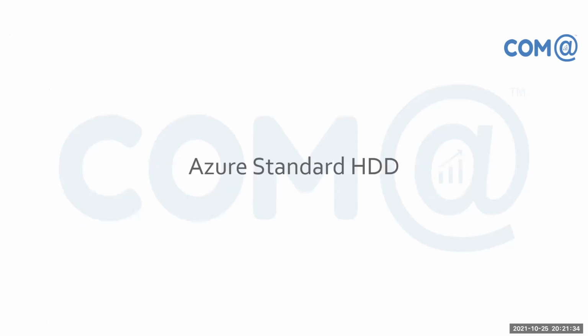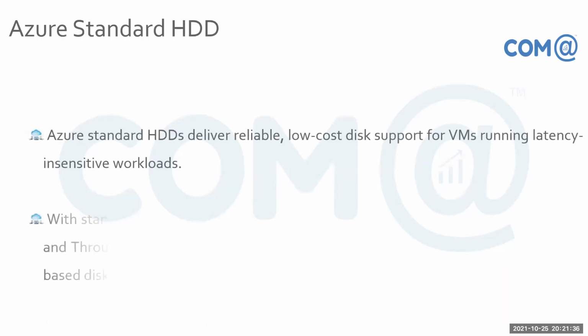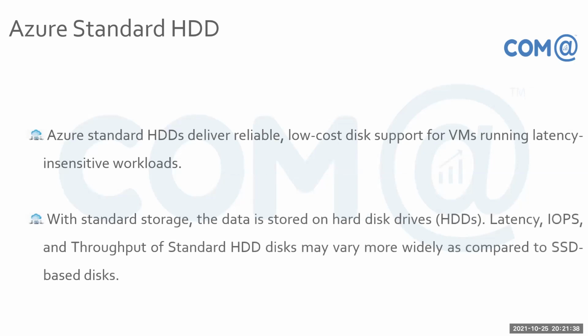And also you have Azure Standard HDD, where your application doesn't require more disk IOPS or more data throughput. In that case, you can go with the standard HDD, something like a DHCP server or a print server, where more disk IOPS or more data throughput is not required. In those cases, you can go with Azure Standard HDDs.